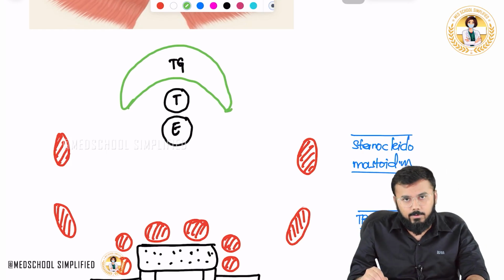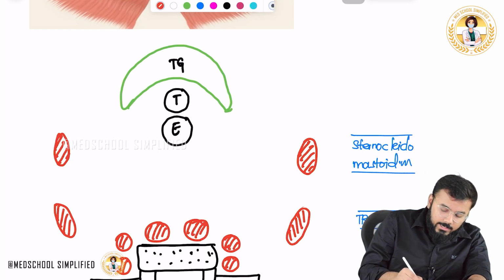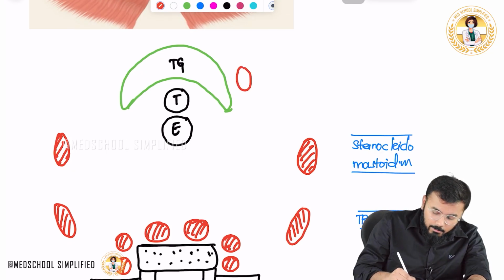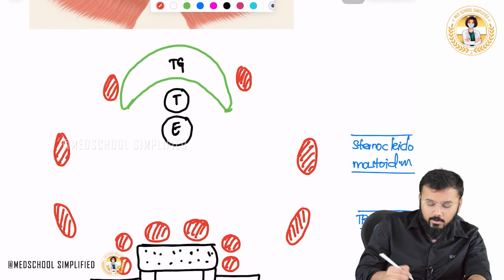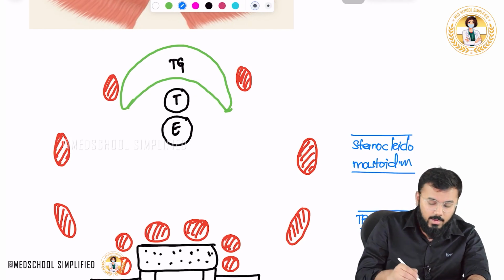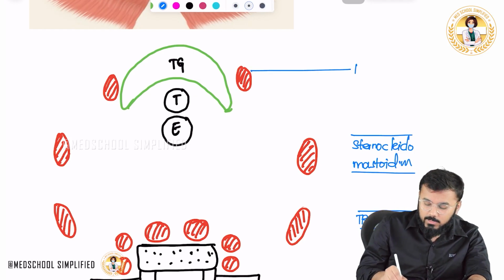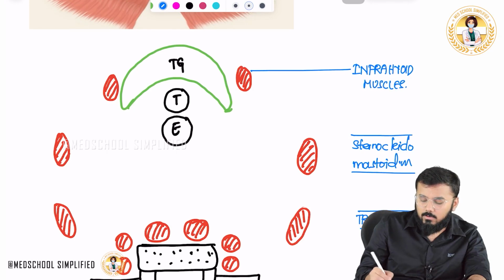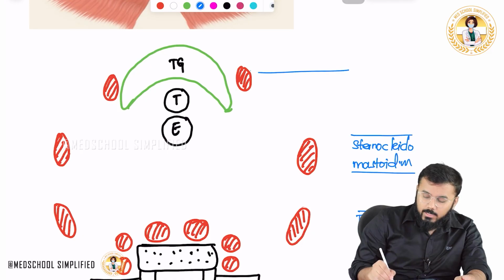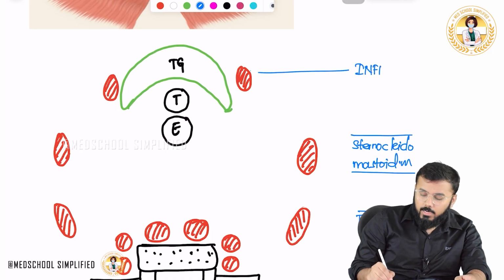This is your thyroid gland. Now on both the sides of your thyroid gland you have got a muscle like this. This muscle that is located on both the sides of your thyroid gland is called your infrahyoid muscles. So what is this muscle over here? These are your infrahyoid muscles. This muscle over here is called your infrahyoid group.